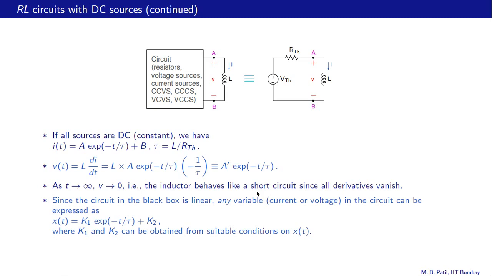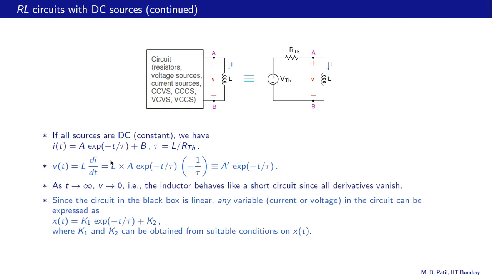Alright. Now we have already looked at the voltage across the inductor and the current through the inductor. But we can make a much more general comment because this circuit is a linear circuit. Since the circuit in the black box is linear, any variable, that is any current or any voltage inside this circuit, can be expressed as x of t equal to k1 e raised to minus t by tau plus k2, where k1 and k2 are constants and they can be obtained using suitable conditions on x of t.